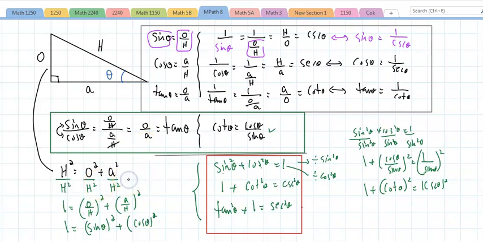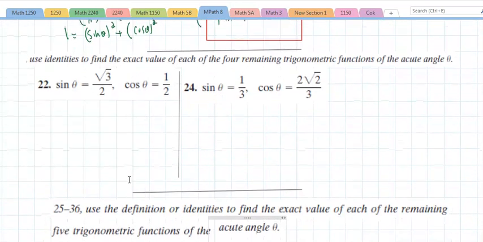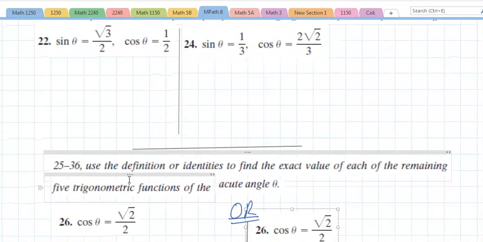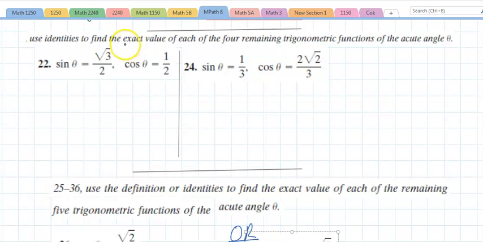Okay, picking up where we left off. Now I want to do problems from section K. Again, this is not in your book, but I'll provide this homework for you with the answers. Here it says use identities to find the exact value. Exact value simply means do not use a calculator.